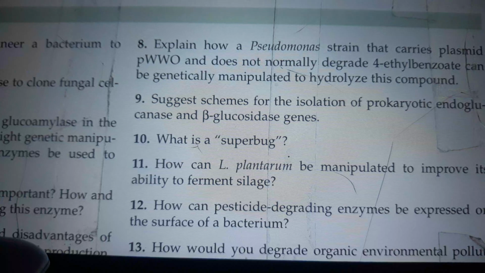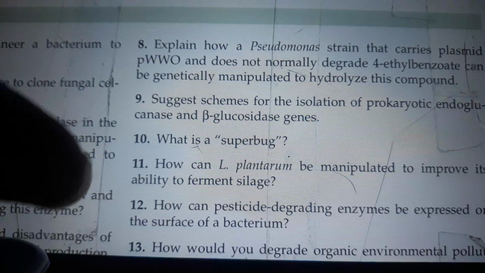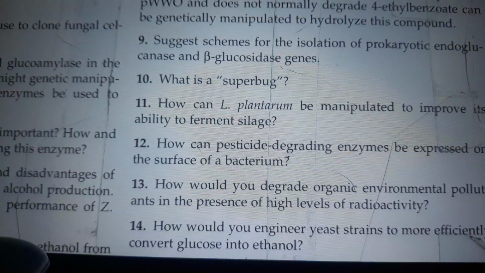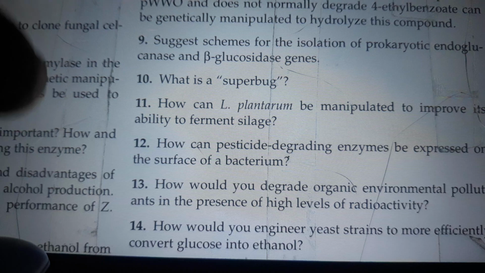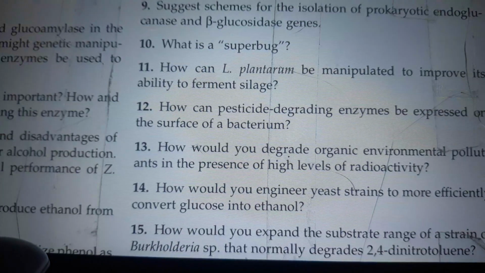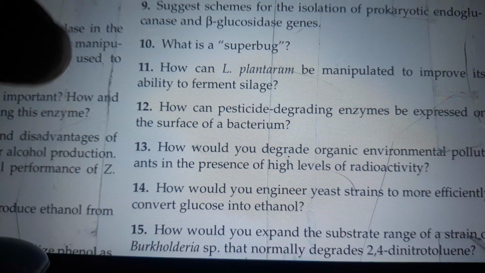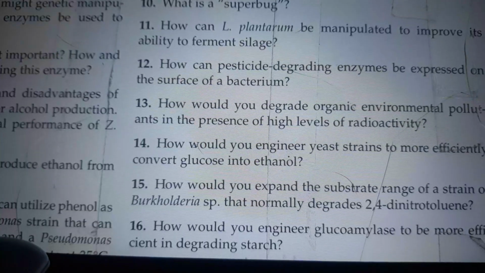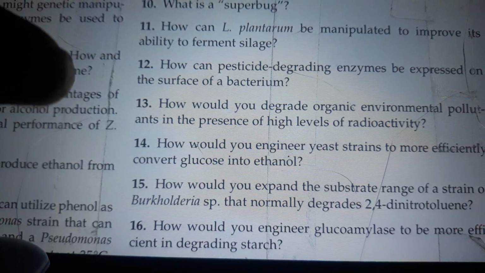And number 8: explain how a Pseudomonas strain that carries plasmid pWW0 and does not normally degrade 4-ethylbenzoate can be genetically manipulated to hydrolyze the compound. 9. Suggest schemes for the isolation of prokaryotic endoglucanase and beta-glucosidase genes. 10. What is a superbug? 11. How can L. plantarum be manipulated to improve its ability to ferment silage?